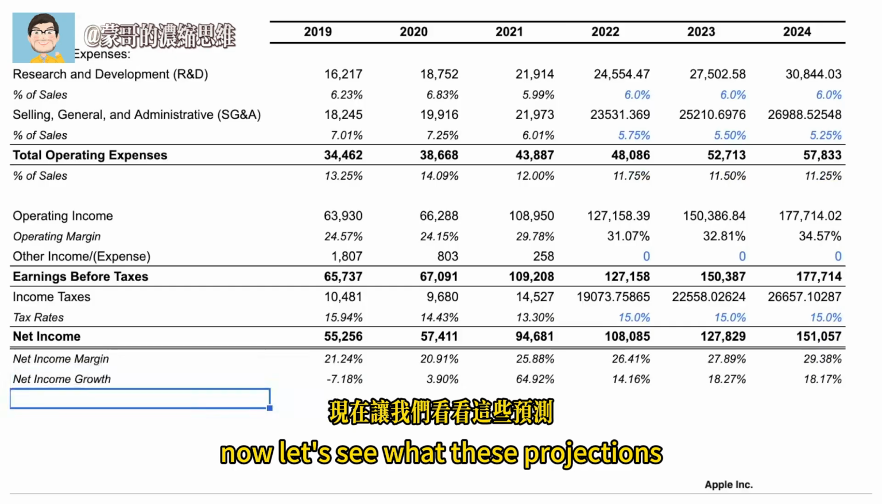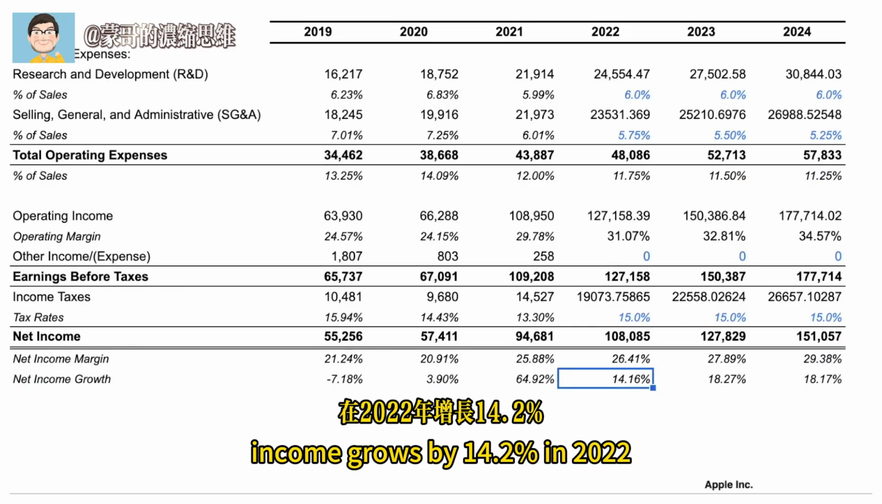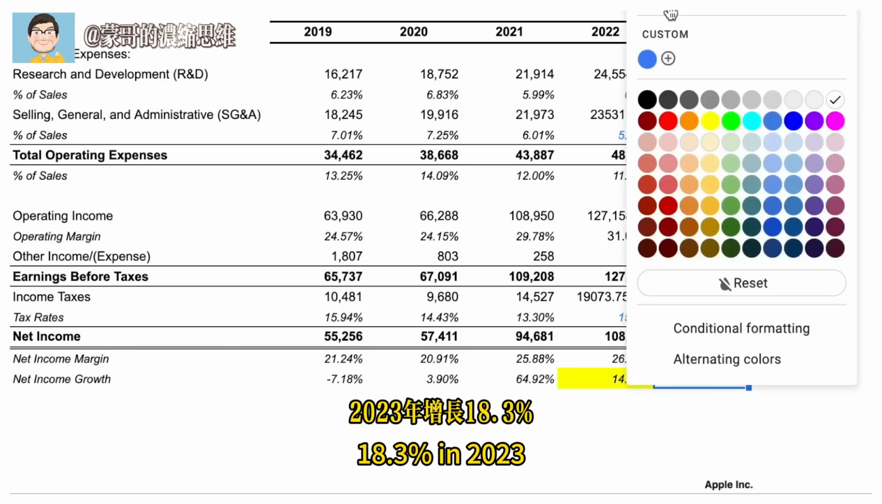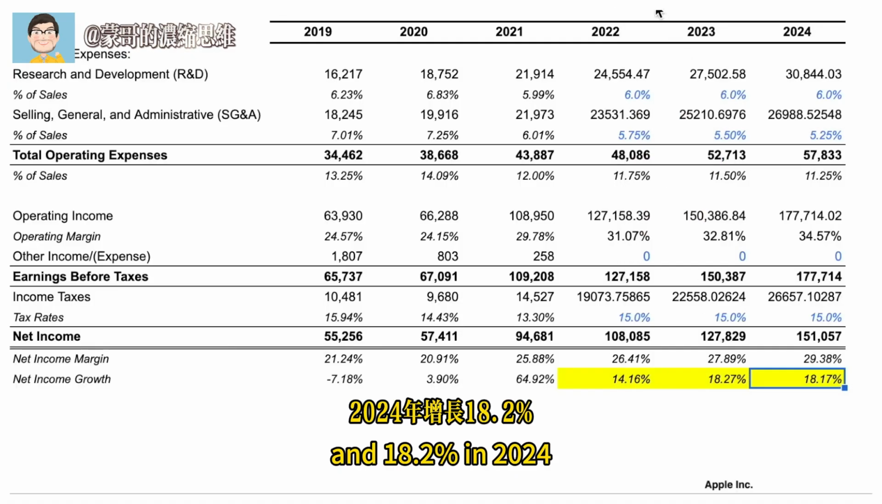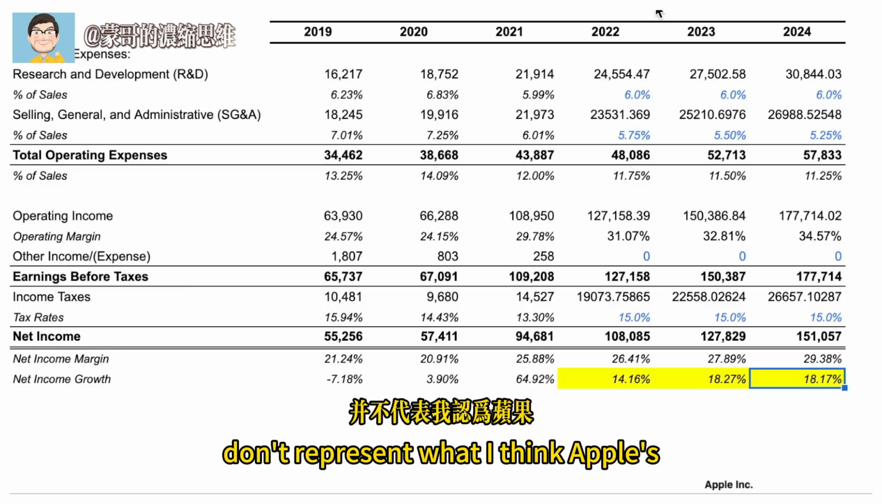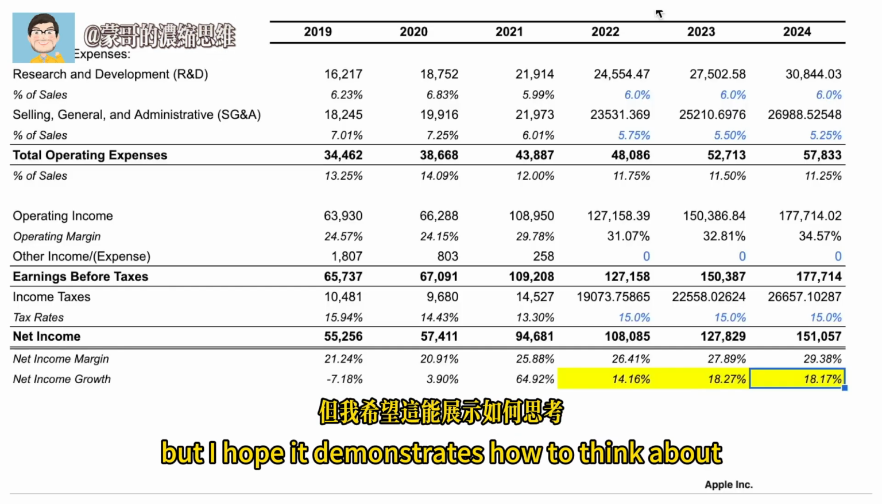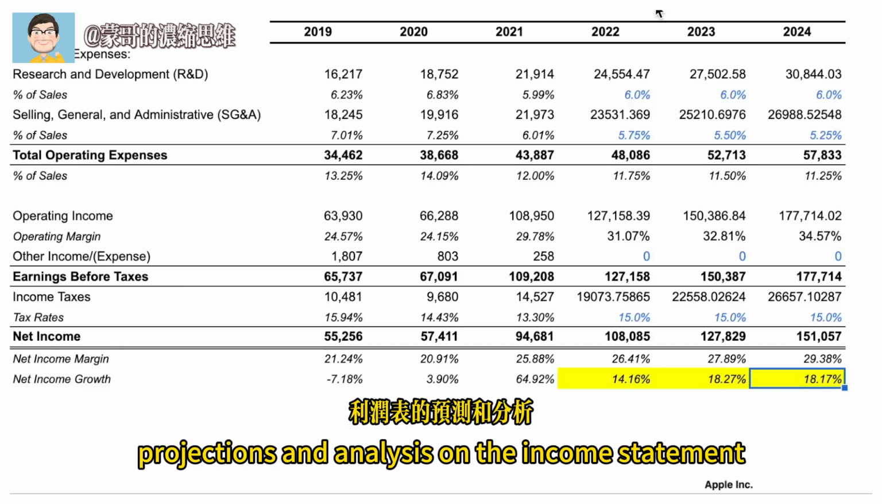Now let's see what these projections get us in terms of net income. With these assumptions, net income grows by 14.2% in 2022, 18.3% in 2023, and 18.2% in 2024. Again, these are all just hypothetical numbers and don't represent what I think Apple's financial performance will truly look like, but I hope it demonstrates how to think about projections and analysis on the income statement.